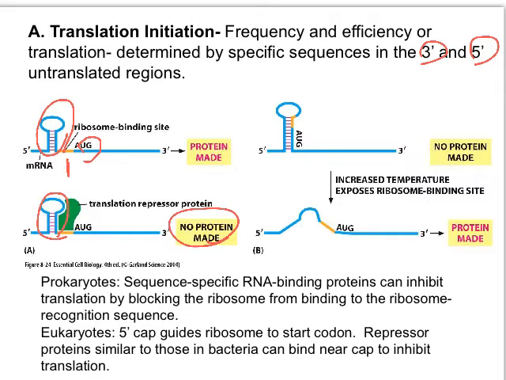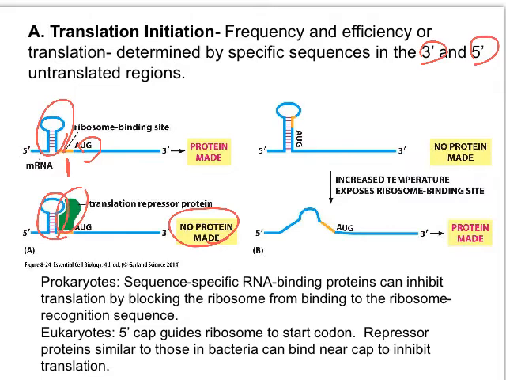Now in eukaryotes, it's a similar situation. The 5' cap can guide the ribosome to the start codon, the first AUG in the messenger RNA, and repressor proteins similar to those that we see up here in bacteria, this green protein. Repressor proteins exist in eukaryotes as well that can bind near the cap to inhibit translation.